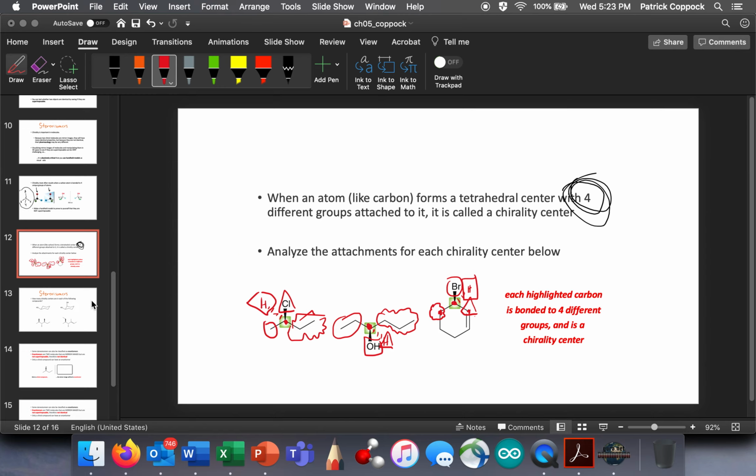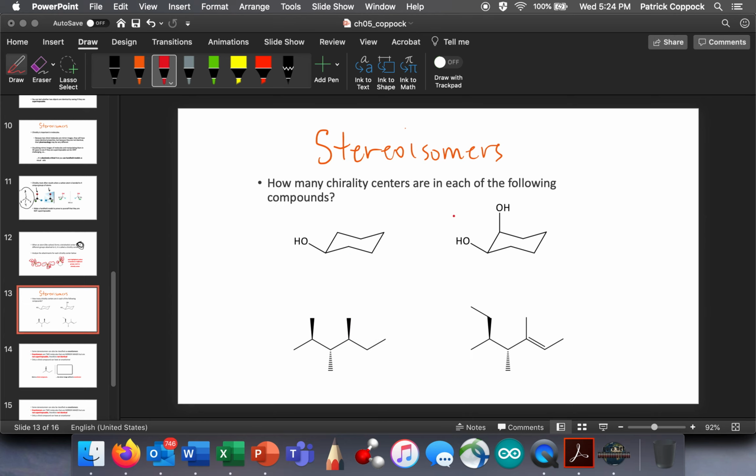Okay? You should do this with model sets, but your eyes are going to get used to it. If you do it enough, your eyes are going to get used to it. It's going to be very easy. Okay? Now, how many chiral centers do you see in each of the following compounds? Pause the video now and see if you can detect it. It's important for you to practice this in stages. Pause the video now and see if you can detect.